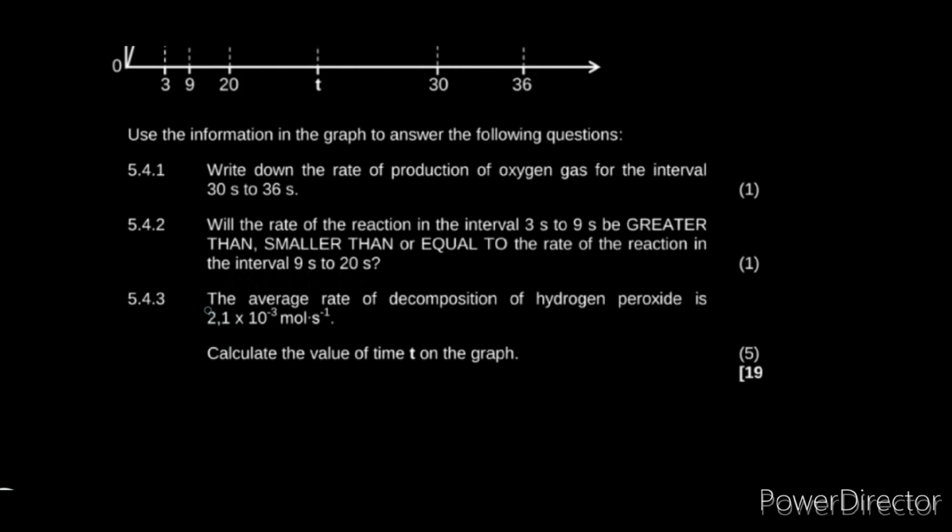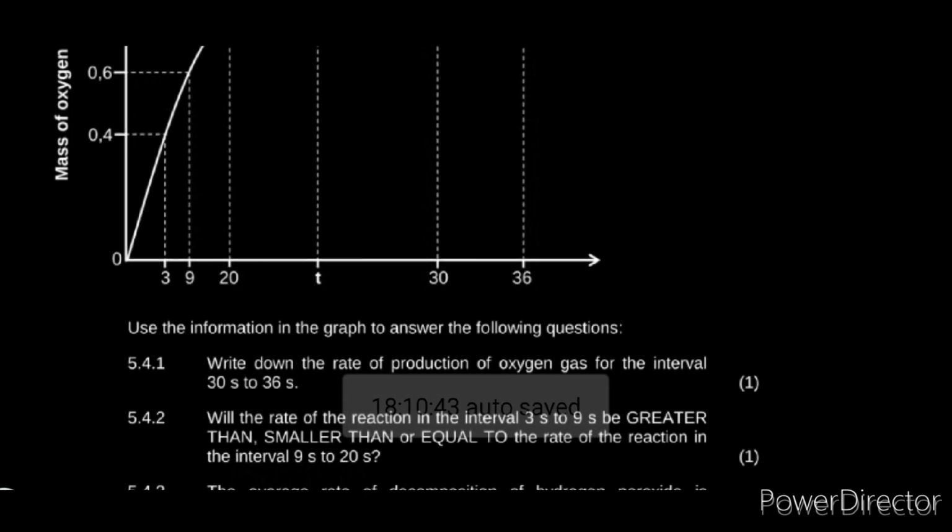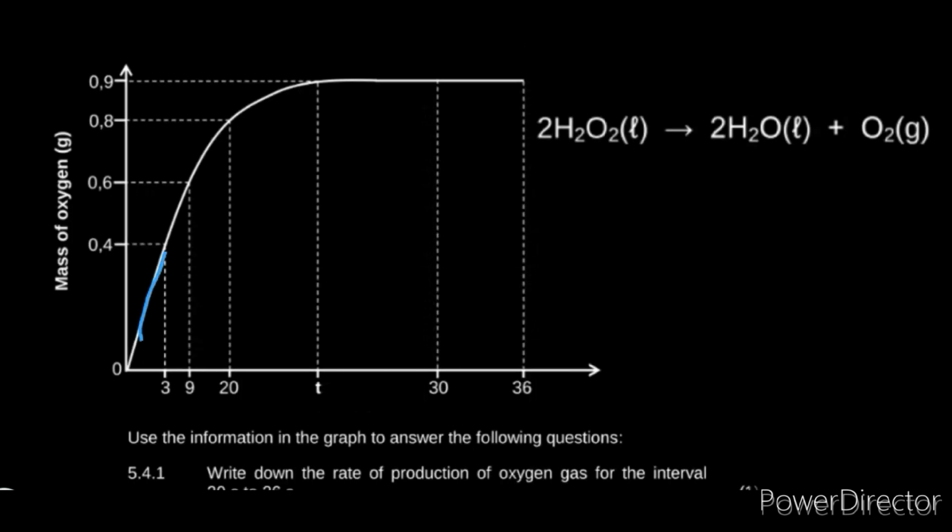So now they say the average rate of decomposition of hydrogen peroxide is this. So they gave us the average rate of reaction, right? Meaning that they gave us the whole average of the reaction from here to here. But the problem that we have is that it is actually not for this graph. We are given the rate of reaction of hydrogen peroxide, and yet this graph is not for hydrogen peroxide, it is instead for oxygen.